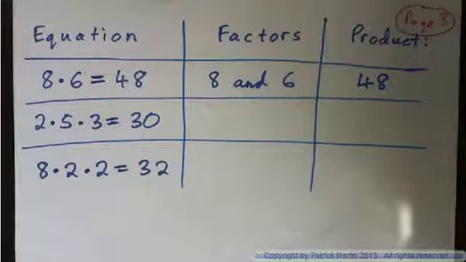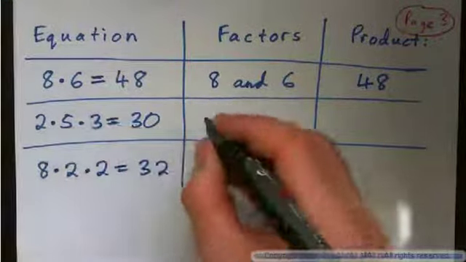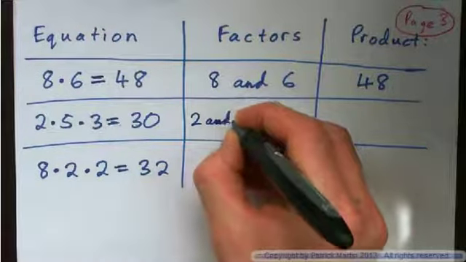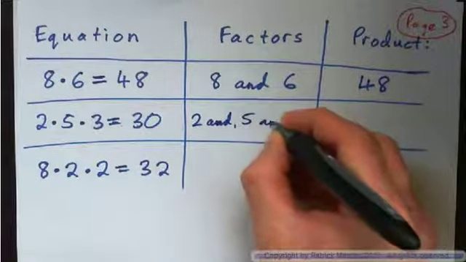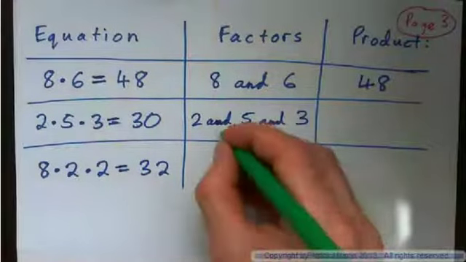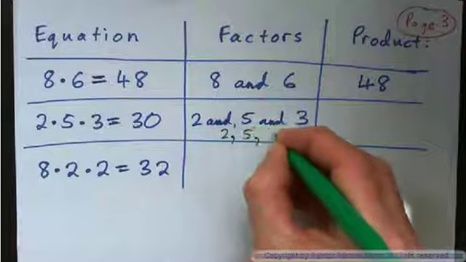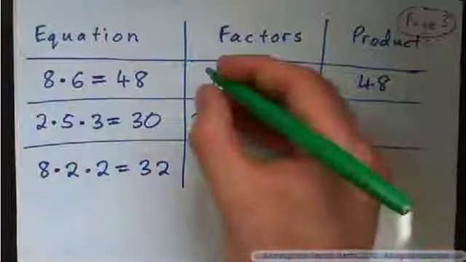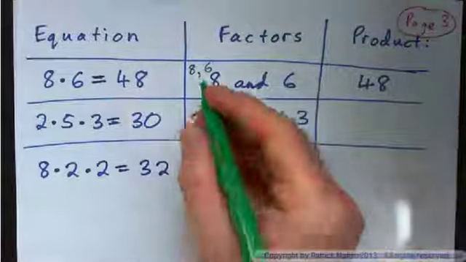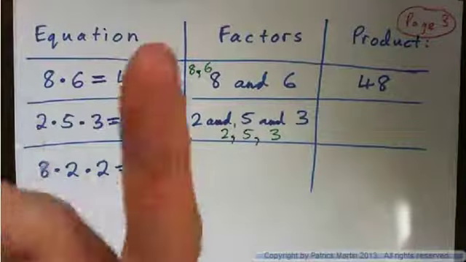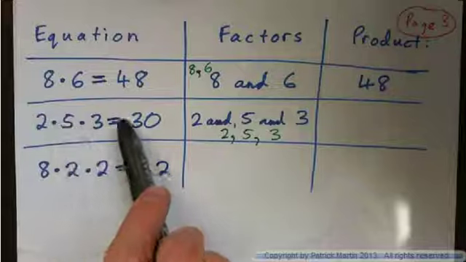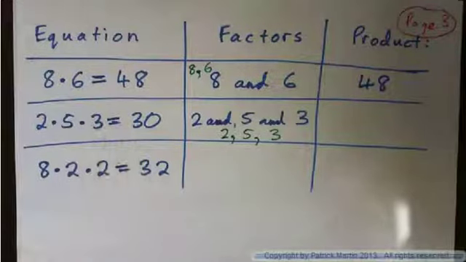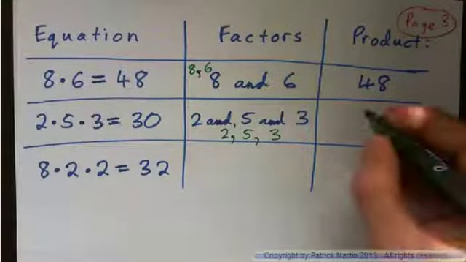What are the numbers being multiplied? So a factor means things that are being multiplied. So the factors here are 2 and 5 and 3. Or you could just write 2 comma 5 comma 3 if you want to do it that way. Or here we could have just written 8 comma 6. That would be saying the same thing as 8 and 6. And what's the product in this equation? What's the answer to this multiplication? The answer is 30, right?